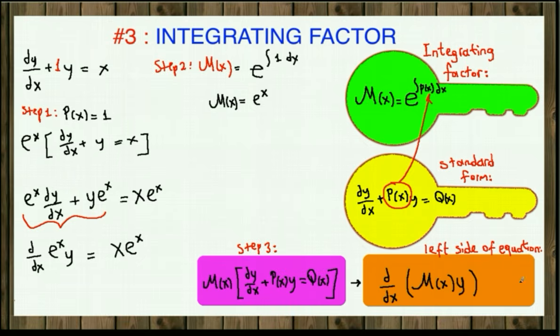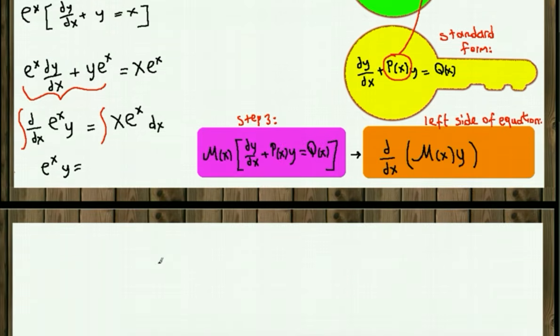Now we're going to integrate both sides. Our next step is to integrate both sides. Here, integral and derivative cancel each other. And what we get is e to the x times y equals the integration of x times e to the x with respect to dx. So let's do it here. Integration of x e to the x is the integration by parts technique.